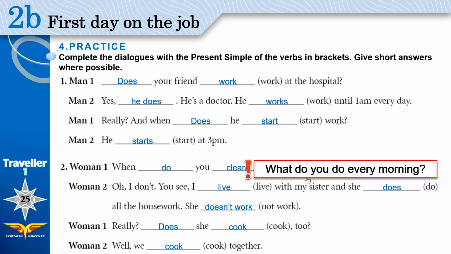Like, what do you eat every morning? What do you eat? Eat is the main verb. I eat eggs and cheese. What do you watch on TV? I watch some movies. What do you do? Do here is the main verb. Do here is an auxiliary verb. Okay? You need to learn the difference.